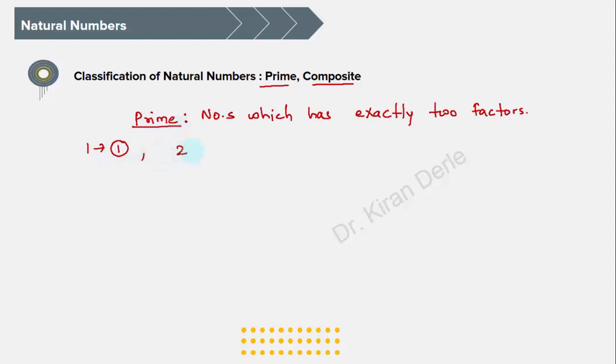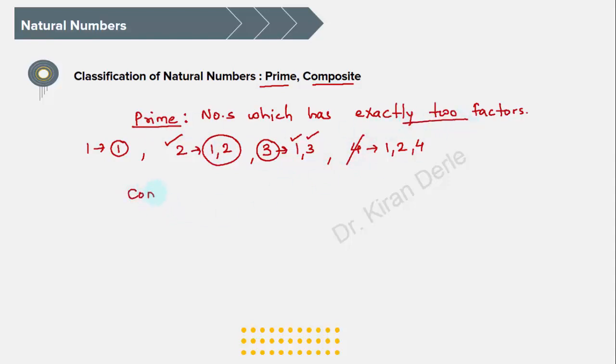Okay. If I consider 2, it is divisible by 1 as well as 2, right? So it has two factors, and so 2 is a prime number. If I consider 3, it is divisible by 1 and 3, so 3 also has exactly two factors, so it is a prime number, right? If I take 4, it is divisible by 1, 2 and 4. Now here 4 doesn't have exactly two factors. In fact, it has more than two factors. So it cannot be a prime number. So prime numbers have exactly two factors.